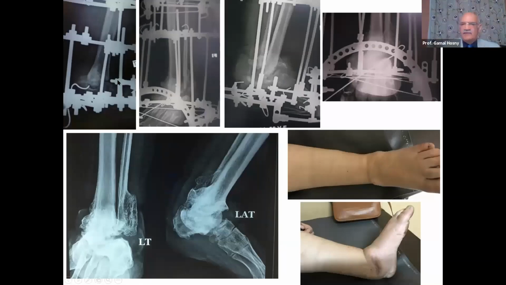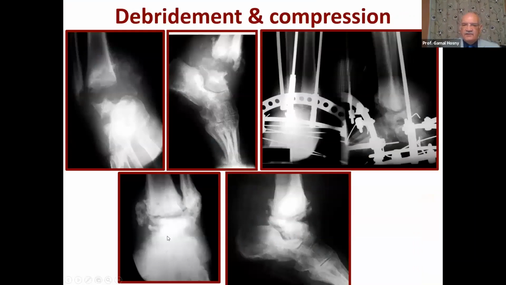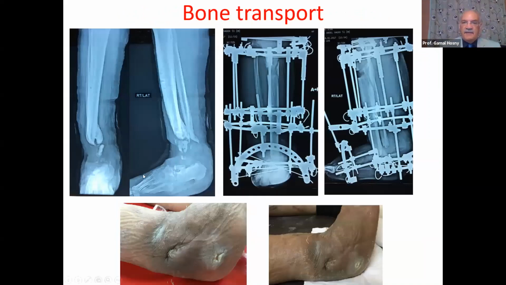Again, debridement and compression, distraction, compression. In such a case, this is not complete union. This is fibrous union, but it is a stable joint. Again, if you have a big bone gap and infection, ulcer, it's another, or absolute, indication for amputation. We did corticotomy, lengthening, compression, and bone transport.